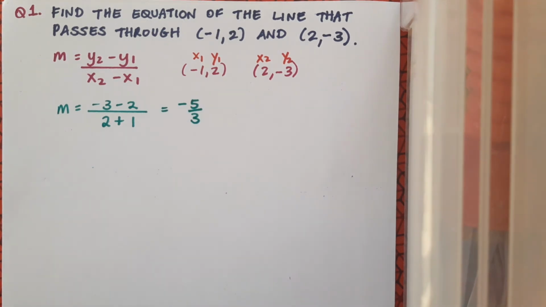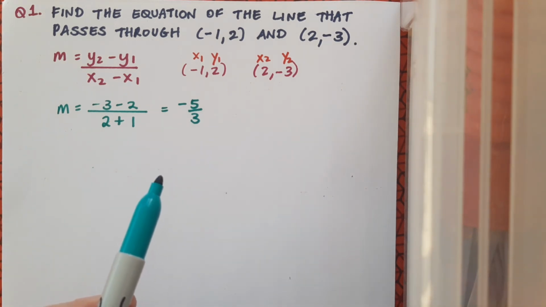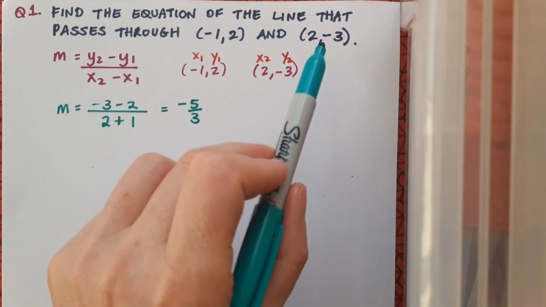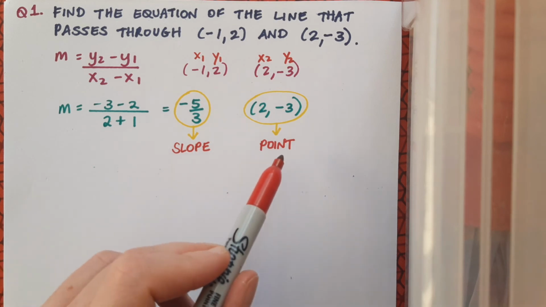So of course, I'm aiming to find the equation of the line, and to do that I need to have a slope and a point. So I've got my slope just now, and I can use either of the points that I've been given on the line to get the equation. And just for a bit of variety, I'm going to do this particular question using 2, minus 3. So I've labelled those now as my slope and my point that I'm going to use.